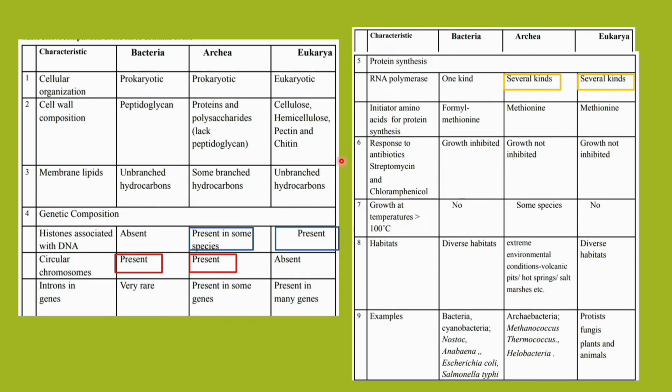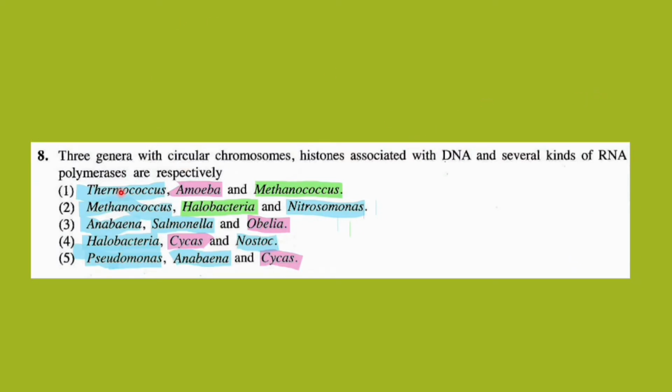And if we talk about these circular chromosomes, circular chromosomes are found in bacteria and archaea. Then histones associated with DNA you can see in some archaeans and all eukaryotes, and several kinds of RNA polymerases you can see in domain archaea and domain eukarya. Here I have highlighted in blue color all the organisms that belong to domain bacteria, and here in pink all the organisms that belong to domain eukarya, and Methanococcus and halobacteria in green, these are archaeans.